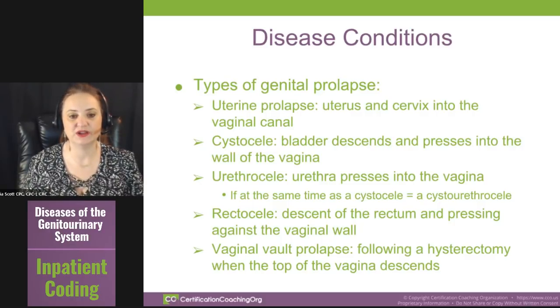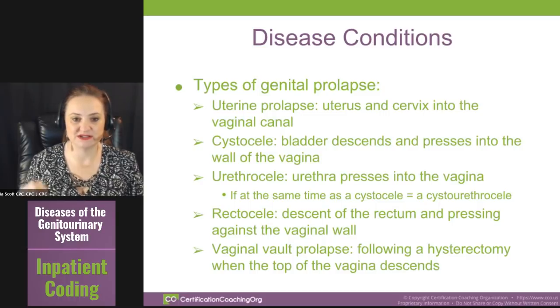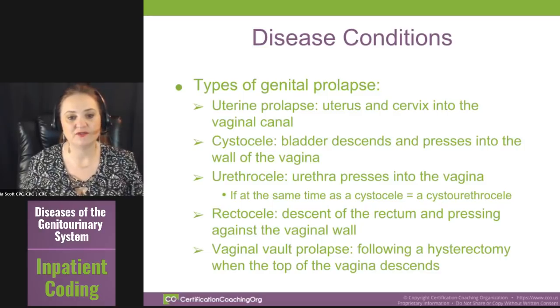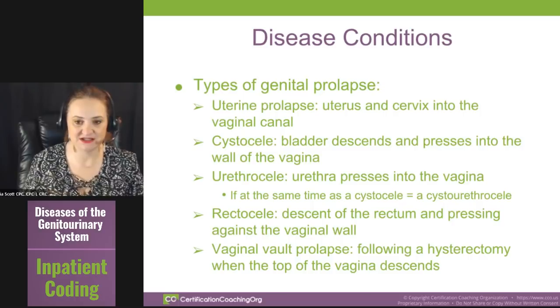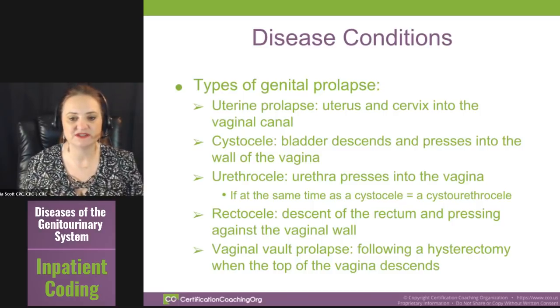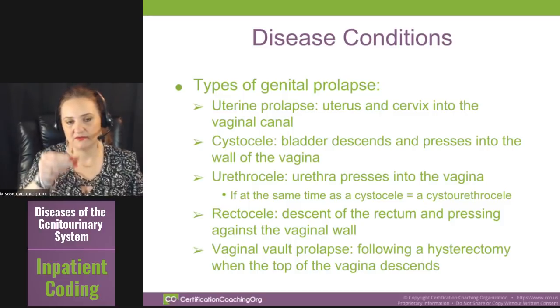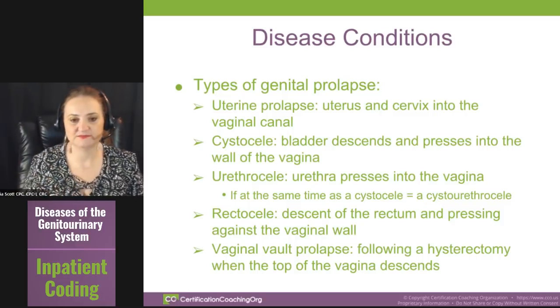Cystocele is when the bladder actually presses on the wall of the vagina. You can have urethrocele, which is the urethra pressing into the vagina, and sometimes you can have cystocele and cystourethrocele together. Rectocele is when the rectum comes in, and then the vaginal vault prolapse, which can happen after a person has a hysterectomy and the top of the vaginal vault tends to fall in there.